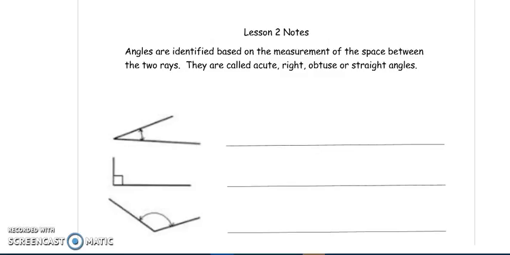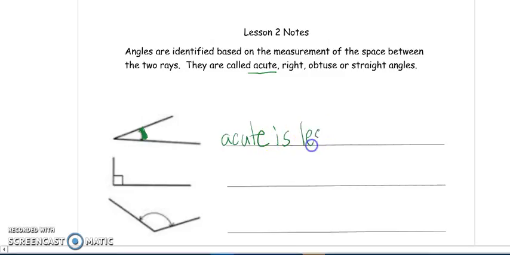Okay, so when we have angles, like we just studied in lesson 1B, we try to measure the space between the two line segments. And if it's a small space like this, which is less than 90 degrees, then we call those angles acute. So this angle here is an acute angle. And those are always less than 90 degrees.